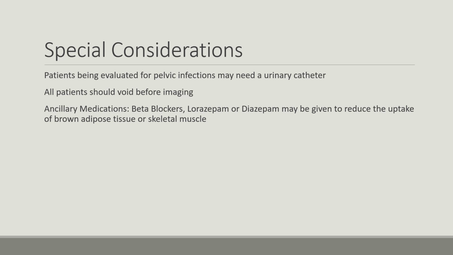First, for a patient being evaluated for pelvic infections, it may be beneficial to have a urinary catheter installed that will keep the bladder nice and clear from urine. All patients should void before imaging anyway to keep the bladder nice and clear from counts. Auxiliary medications that may be used, beta blockers, lorazepam or diazepam, may be given to reduce the uptake of brown adipose tissue or skeletal muscle.